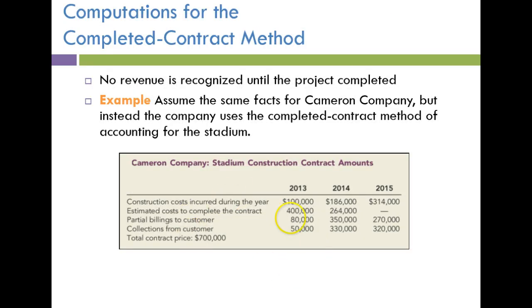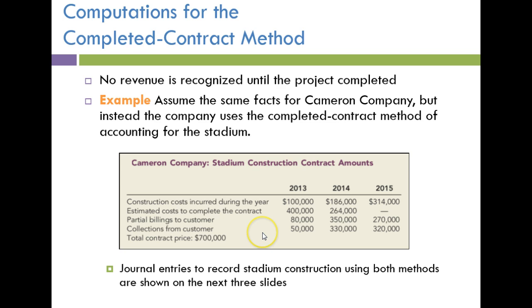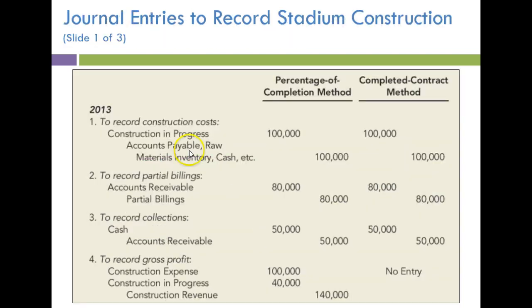There was $400,000 left, so they're going to show the billings based on the percent of cost that have been completed. Here are the journal entries we're going to talk about. Initially, under the percentage of completion method, recording construction costs, we've got construction in progress and accounts payable. Then we're going to show a partial billing.